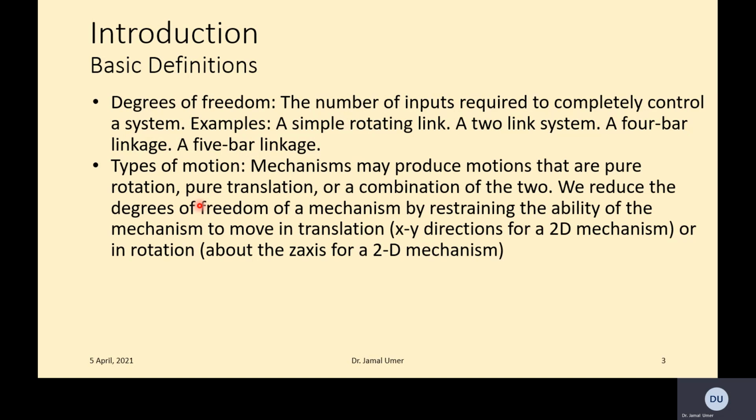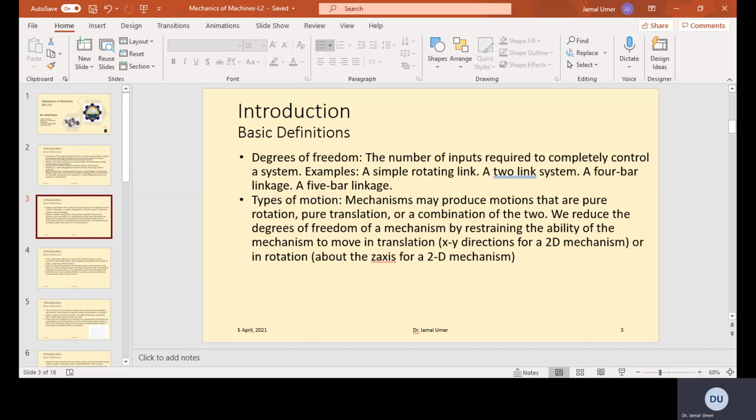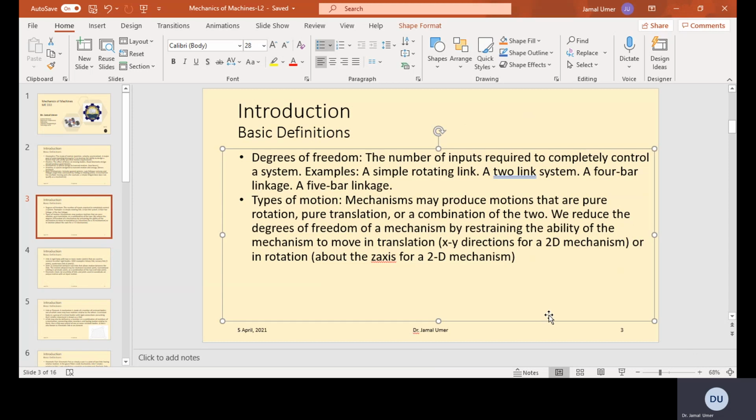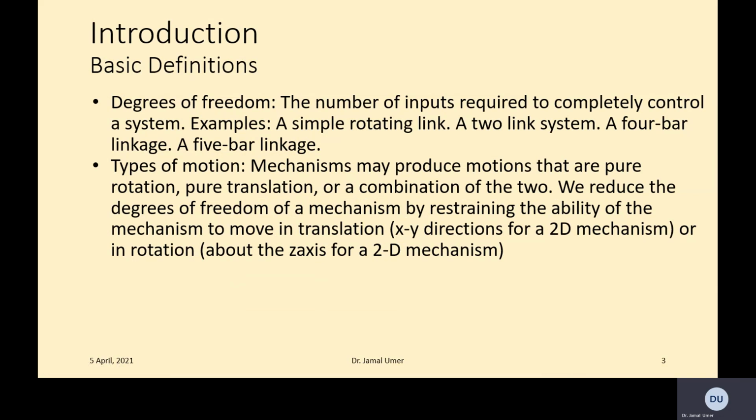So we have the types of motion. A mechanism may produce motions that are pure rotation. This classification is based on the motion basically. For example, there is a mechanism which can only rotate, or a mechanism which can purely translate, or it could be a combination of the two. It basically depends on the classification, I would say. These are very broad understandings. It's not necessary that this is a particular classification. This is just the types of motion, based on motion type: pure rotation, pure translation, or a combination of the two.